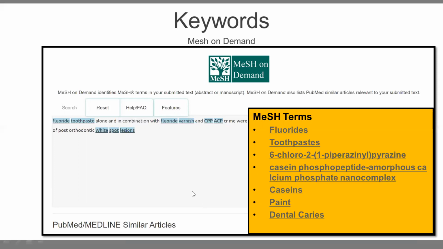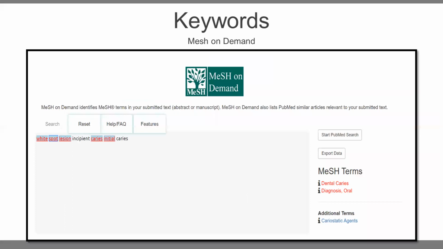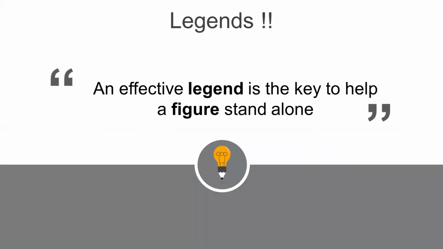So based on your research methodology, you can choose the keywords which are there in the MeSH terms. Now, you may have a doubt that for white spot lesion and incipient caries or initial caries, what are the terminologies which are used for this? So when I click on this, the terminologies which are matching to white spot lesion in their directory will become red. So this shows that if I choose white spot lesion, these are the MeSH terms which are matching to these terminologies. So here we can see dental caries, diagnosis or oral is the term.